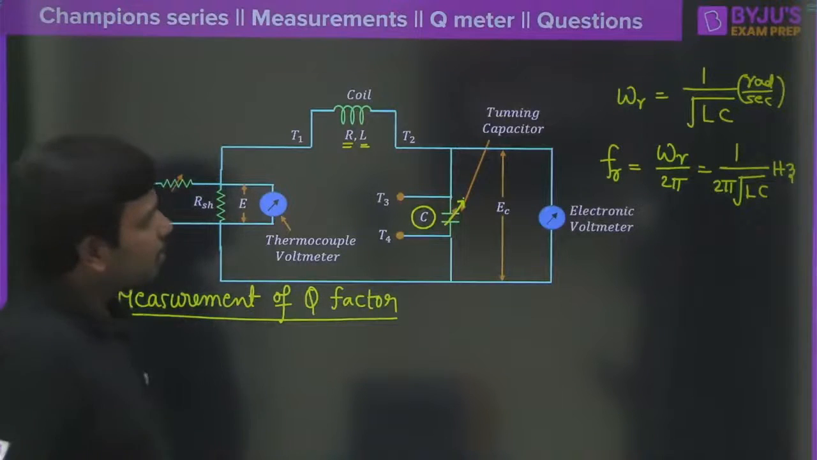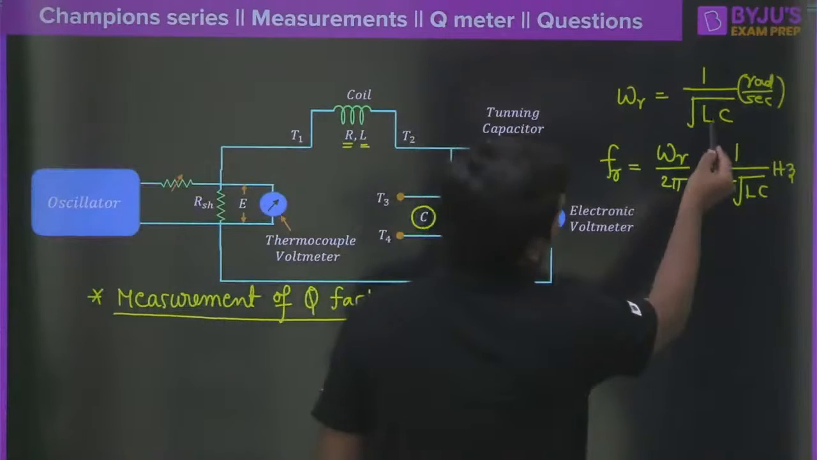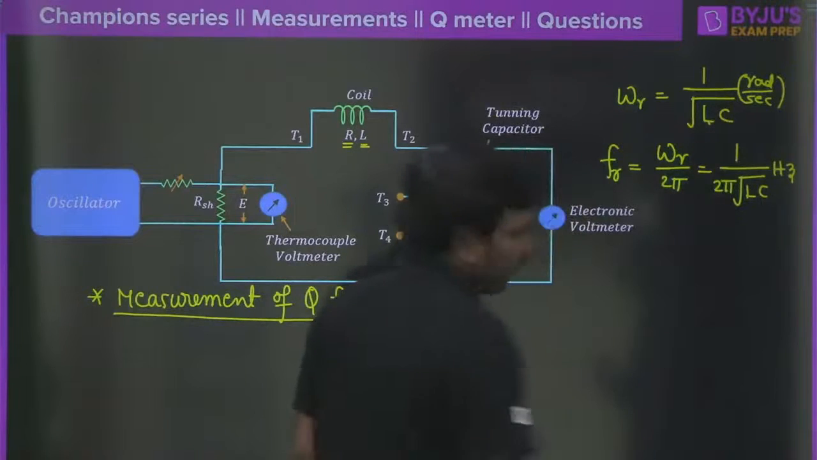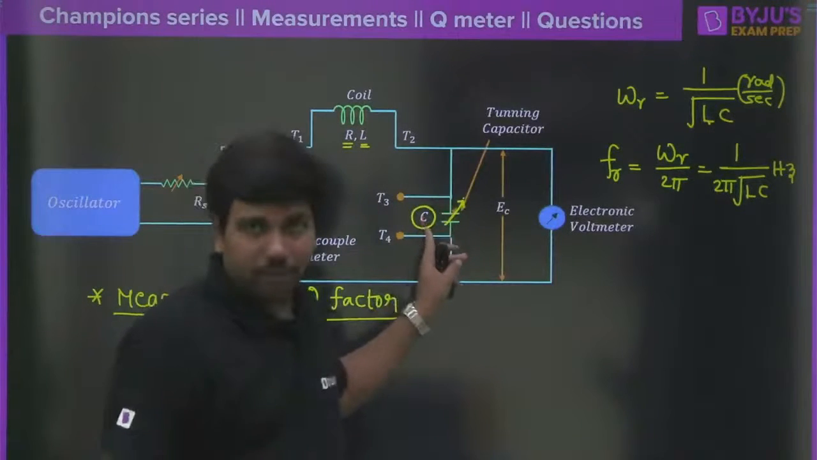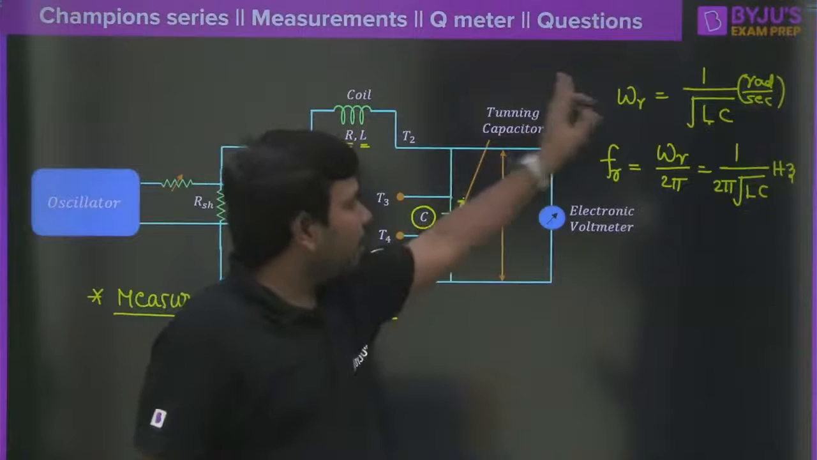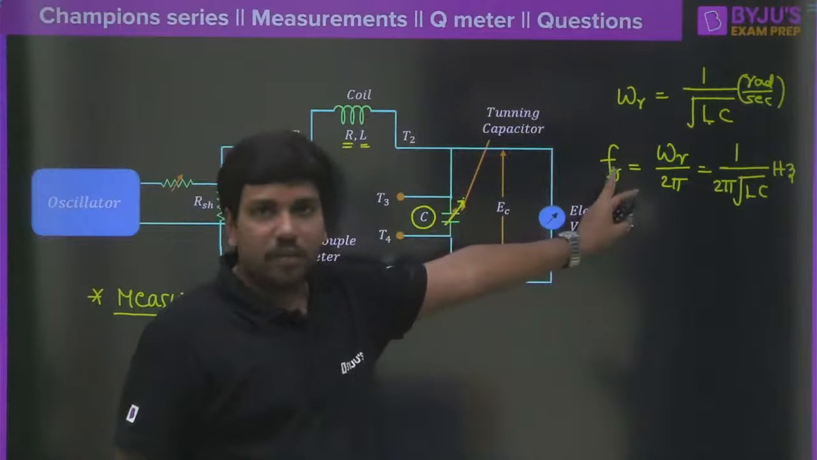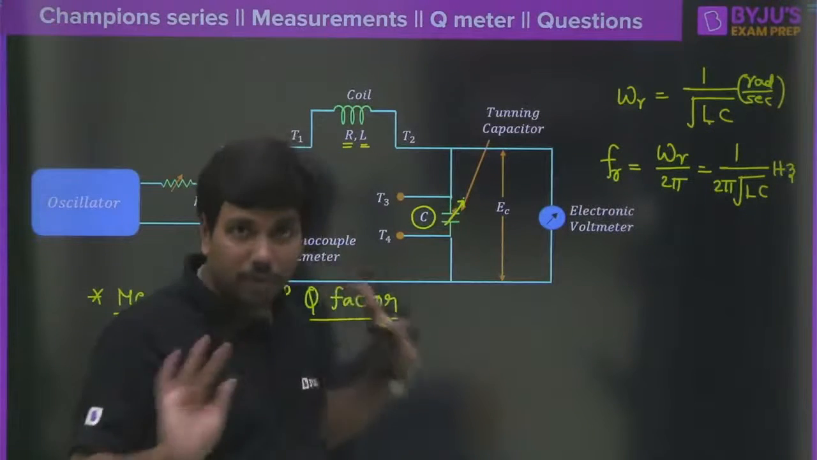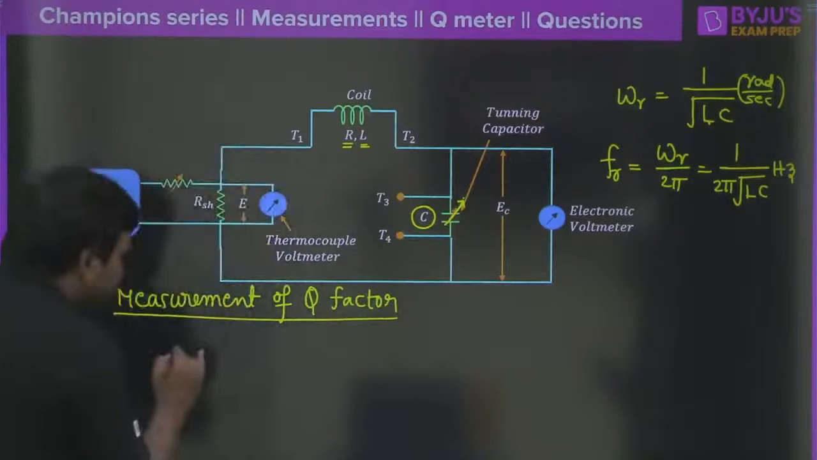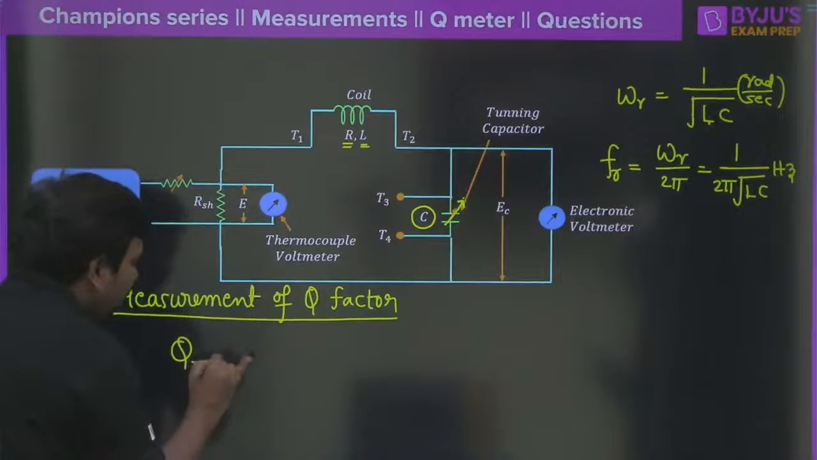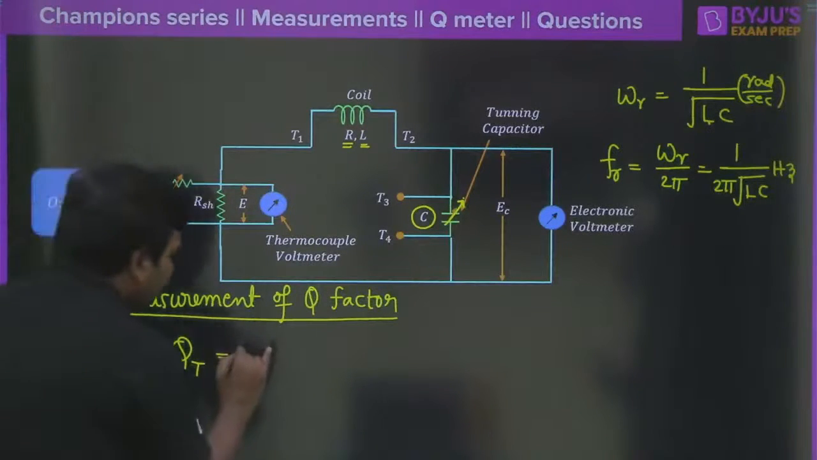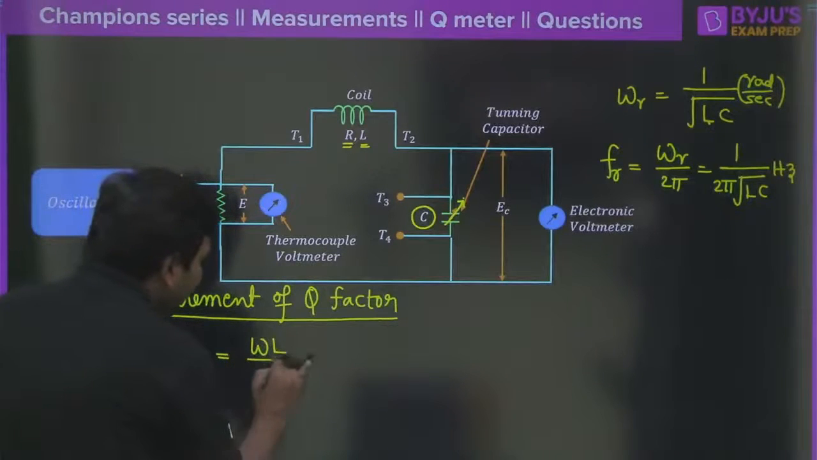Just look at that. You don't know the value of L, but you know the value of C. C is known to you. Correct? At the same time, assume that you know the resonant frequency. Then how do we get the quality factor? Of course, the true value of the quality factor must be equal to omega L divided by R.